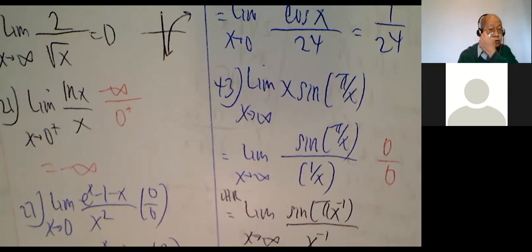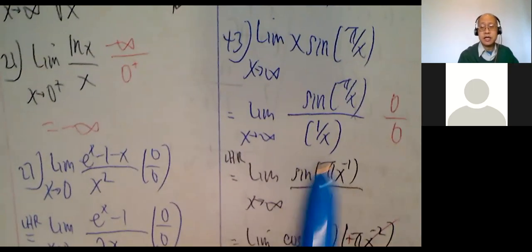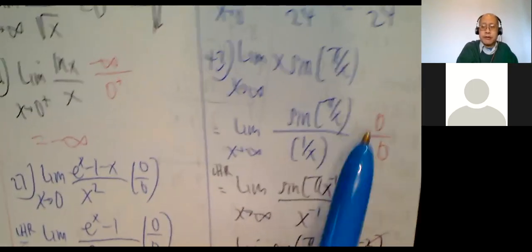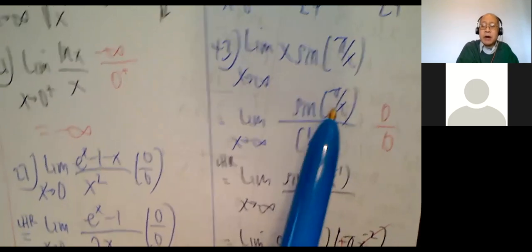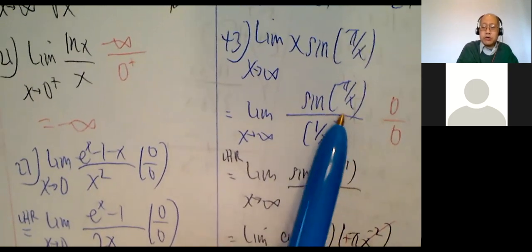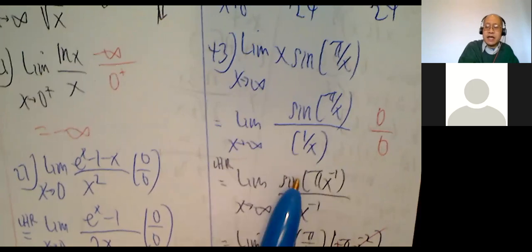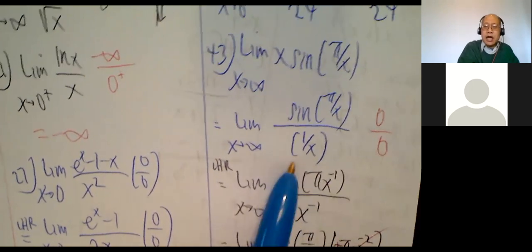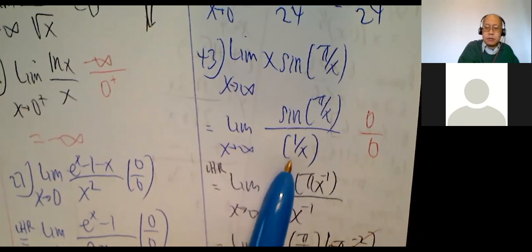So I can do L'Hopital's rule, but before I do that, let's clean this up a little. We want to be ready for taking a derivative. Again, pi over x, pi is a constant. I don't want to do the quotient if I don't have to. Make it pi x to the negative 1. And likewise, make that x to the negative 1.